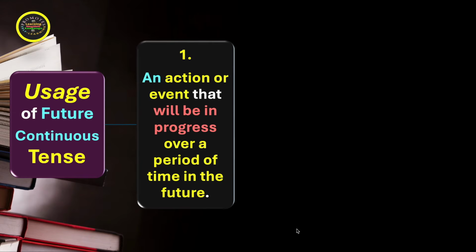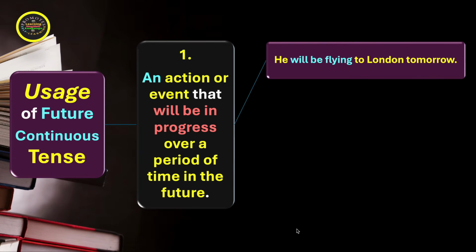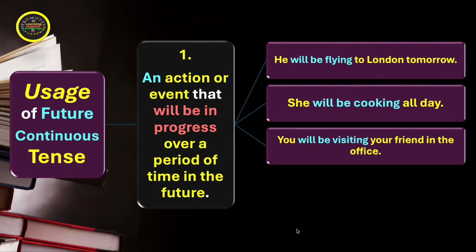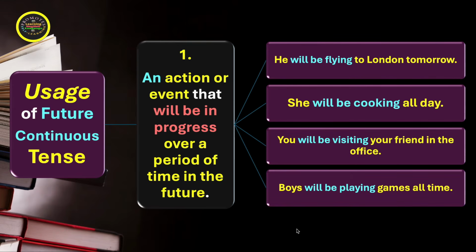Number 1, an action or event that will be in progress over a period of time in the future. In other words, we can say that an action or event that continues in future for a certain period of time. Let's see the examples. He will be flying to London tomorrow. She will be cooking all day. You will be visiting your friend in the office. Boys will be playing games all time.